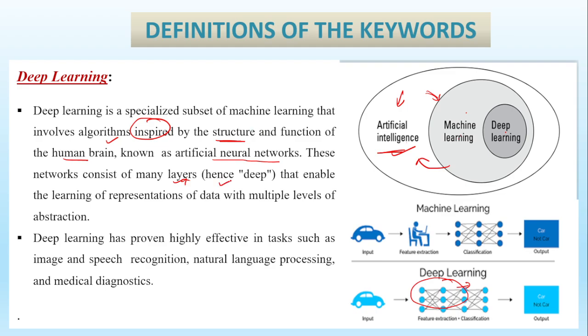In deep learning also, the neural network consists of many layers, hence the name deep, that enables the learning of representations of data with multiple levels of abstraction. Deep learning has proven highly effective in tasks such as image and speech recognition, natural language processing and medical diagnosis.